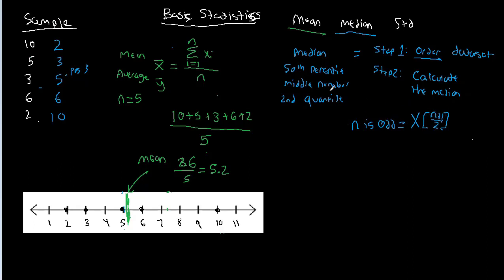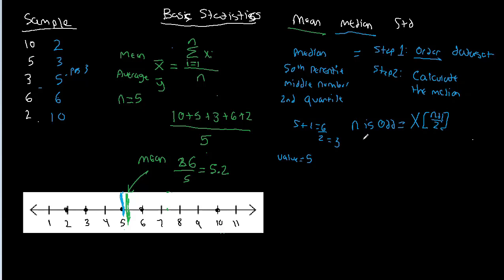So in this case, our n is 5. It's going to be 5 plus 1 equals 6, over 2 equals 3. And we would go to position 3, grab our 5. So in this case, our position was 3, our value is 5. So we'll add that here to this little diagram here.